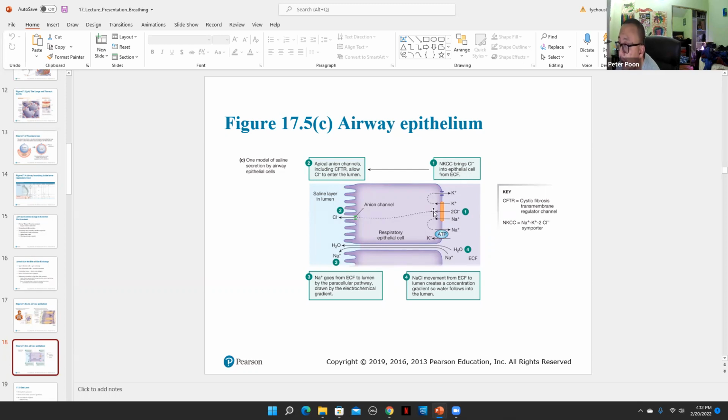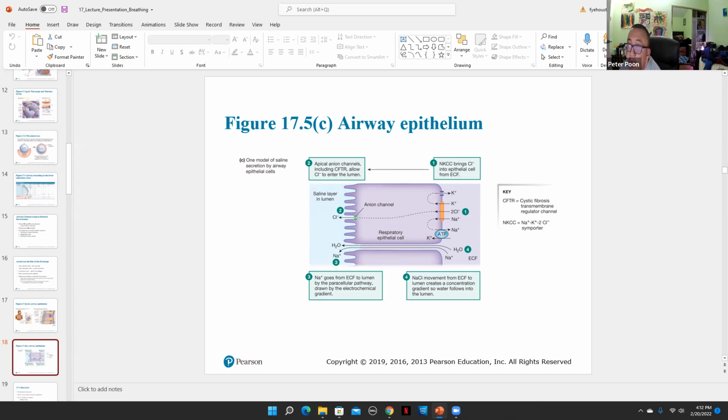NKCC brings the chloride into the epithelial cell from the extracellular fluid. And sodium, you use a sodium potassium pump for that ultimately. The NaCl movement from extracellular fluid to lumen creates a concentration gradient, so water then flows into the lumen. The Na goes from the extracellular fluid to the lumen, driven by the paracellular pathway, drawn by the electrochemical gradient. And that's how you get saline in the lumen.